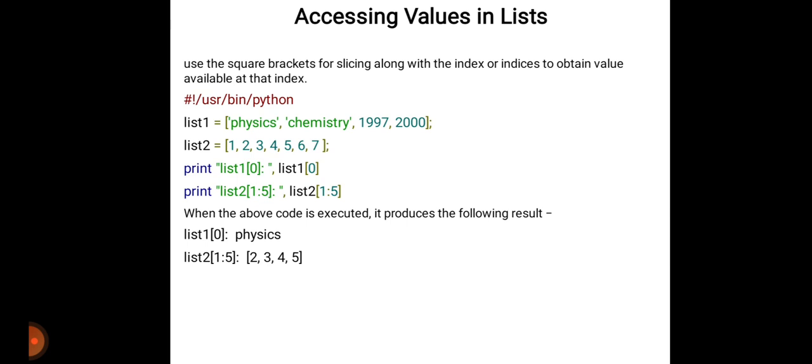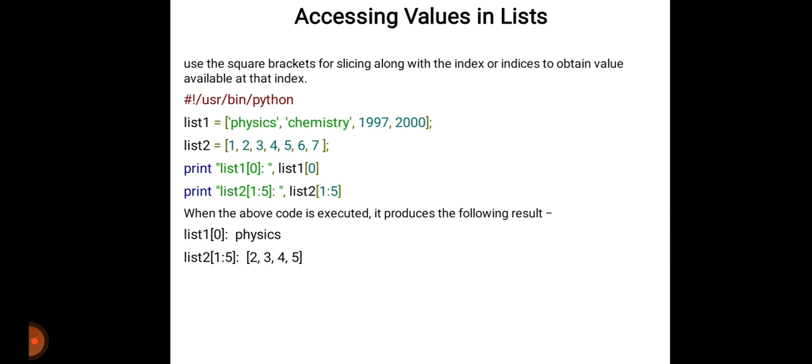Again with list2, here also we are accessing a value in square brackets. Same print. Print list1[0] means print the value of list1 at position 0 in square brackets. List1 at 0, and list2 at 1:5, again in square brackets. So when this code is executed, it will produce a result like this.